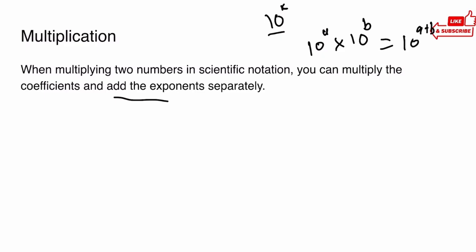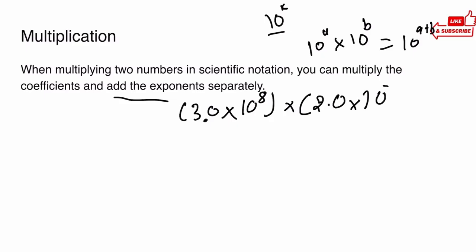All right, so let's do a quick example. Say we had 3.0 times 10 to the power of 8, and we want to multiply this by 2.0 times 10 to the power of negative 3. So we're going to multiply our coefficients together, 3.0 times 2.0, and then we're going to multiply this by 10 to the 8 multiplied by 10 to the negative 3.